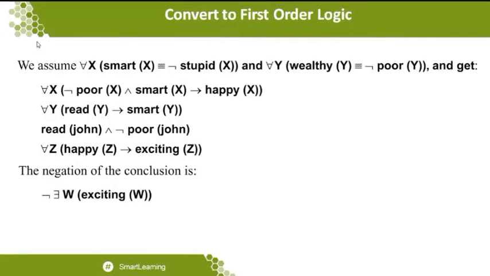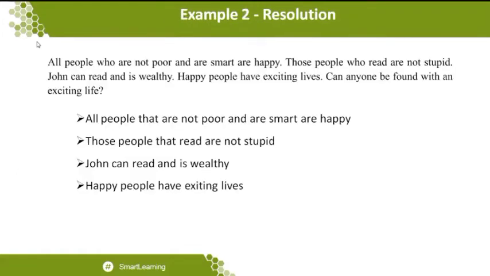So here also we take statements like smart of X, which means it is not stupid, and wealthy of Y, which means it is not poor. These two equality statements need to be considered, because these two kinds of statements are needed when we come to representation, especially in resolution. So what is the statement? Can anyone be found with an exciting life?